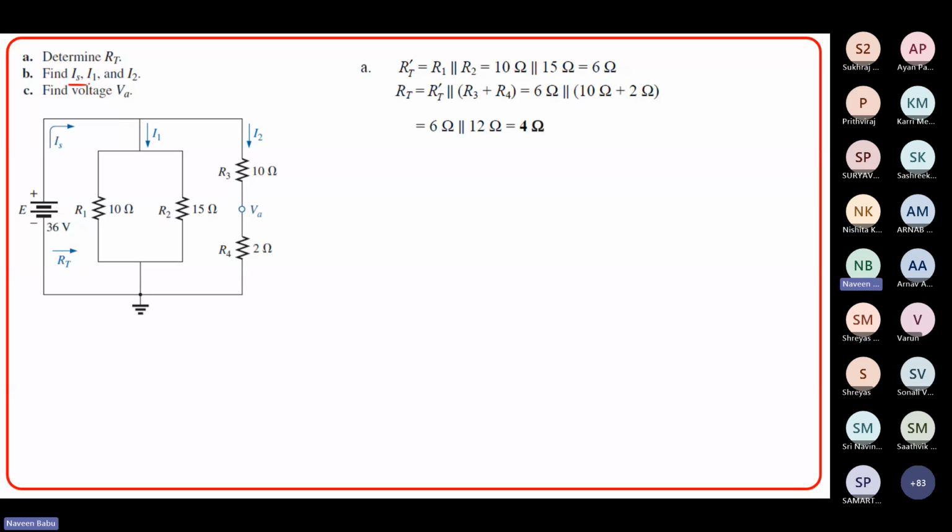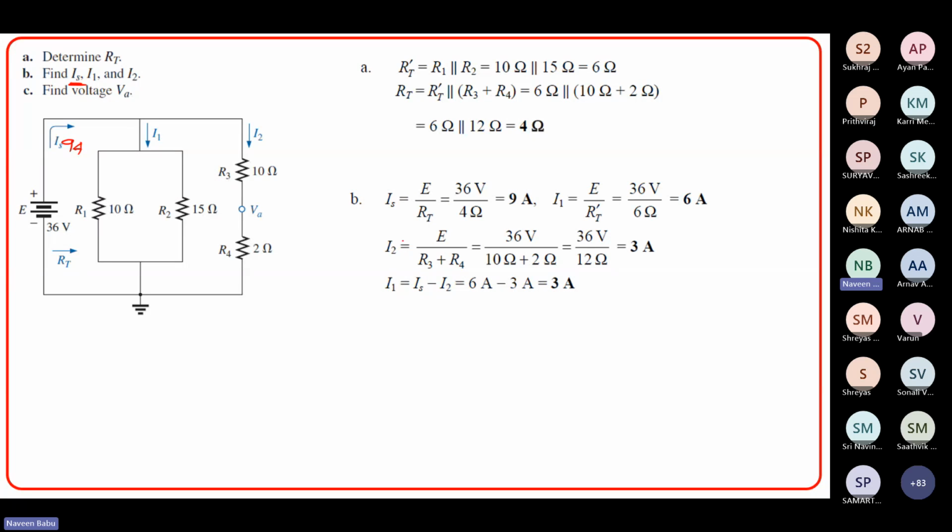Now IS is asked. Once you know your equivalent resistor is 4, and your applied voltage is 36, your current, your RT is 4. So this current has to be 9 ampere. So it is 9 ampere. Now what else is asked?